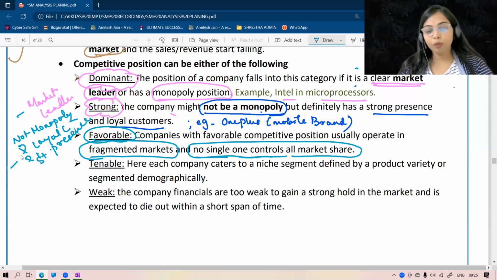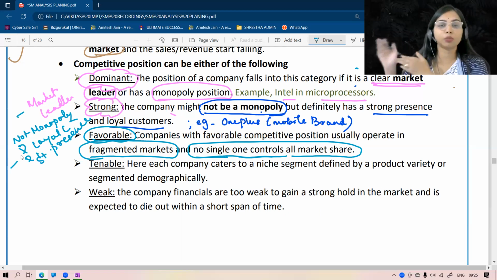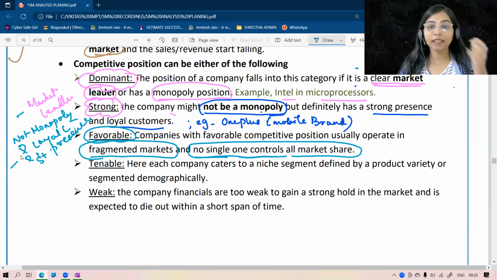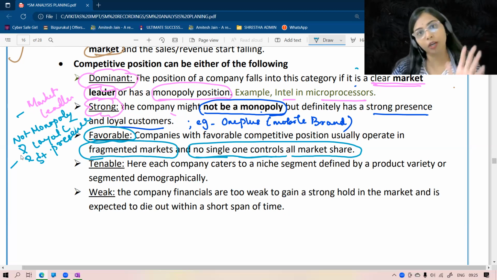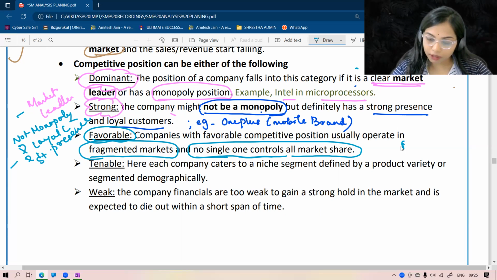It is saying that the position usually is operating in fragmented markets, in different small markets, and no single one controls all the share. So it is just in a favorable position where your company is being distributed into different parts of the markets, and every market has that particular company to be sold. So you can say, fragmented market. This is a keyword.